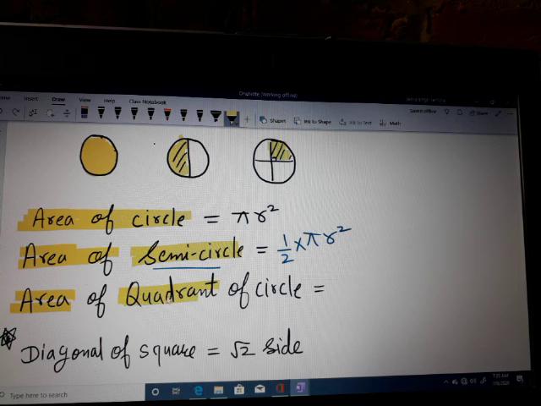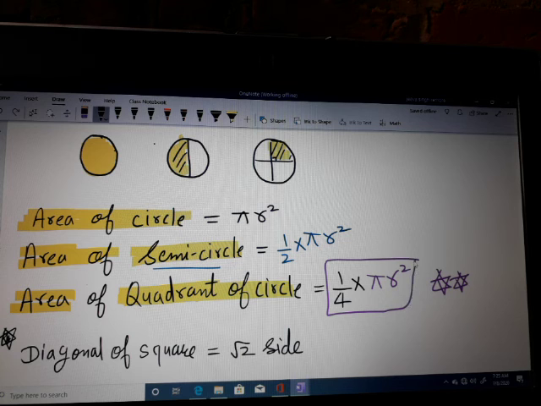The area of a quadrant of the circle is given by, this is the fourth part of the circle, that is equal to 1 by 4th of the total area of the circle. The area of the circle is pi r square. That is the simple way. You must learn this formula, it is very important. Please note it down.